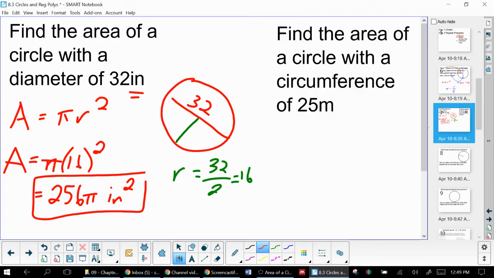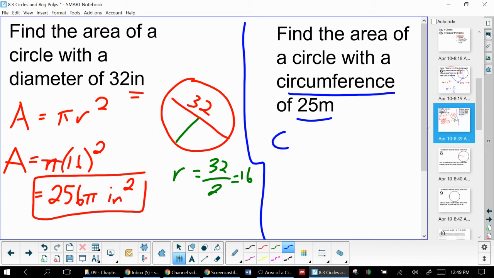Okay, I'm going to go ahead and show you this one. Now we want to find the area of a circle with a circumference of 25 meters. And so this one's a little bit trickier. We're actually going to have to do some algebra here. So we know that the circumference is 25 meters. We don't know the radius. And so we're going to actually have to start with this circumference formula. Circumference equals 2 pi r. And I happen to know that the circumference is 25.